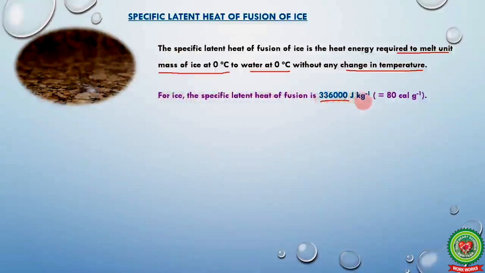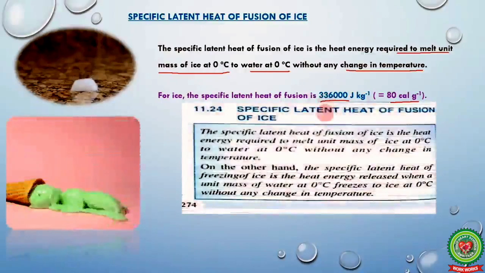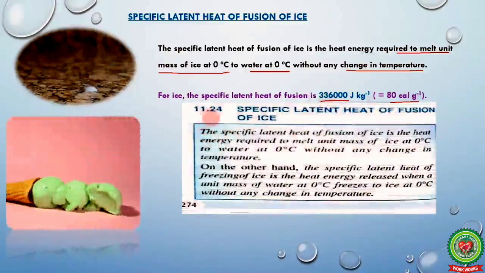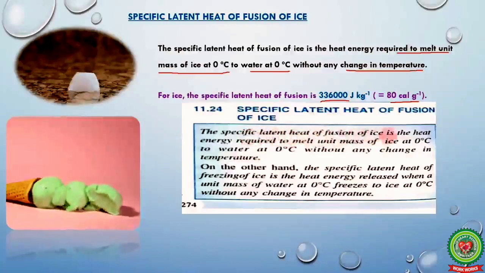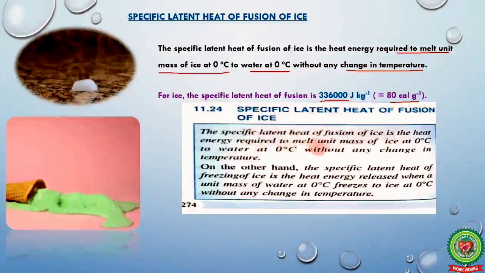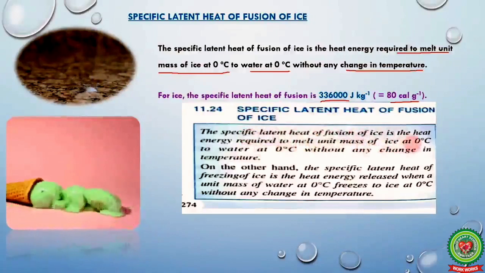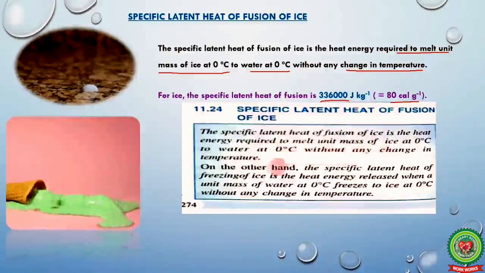For ice, the specific latent heat of fusion is 3,36,000 joule per kilogram, or in calorie per gram, it is 80 calorie per gram. These are the constant values for specific latent heat of fusion of ice. You must learn this value. Now read the book 11.24, Specific Latent Heat of Fusion of Ice. The specific latent heat of fusion of ice is the heat energy required to melt unit mass of ice at 0 degrees Celsius to water at 0 degrees Celsius without any change in temperature.